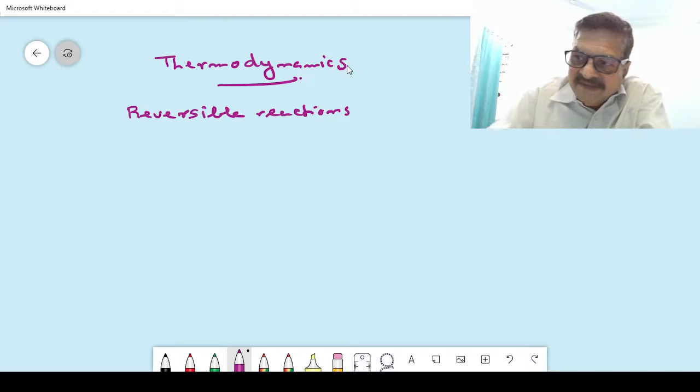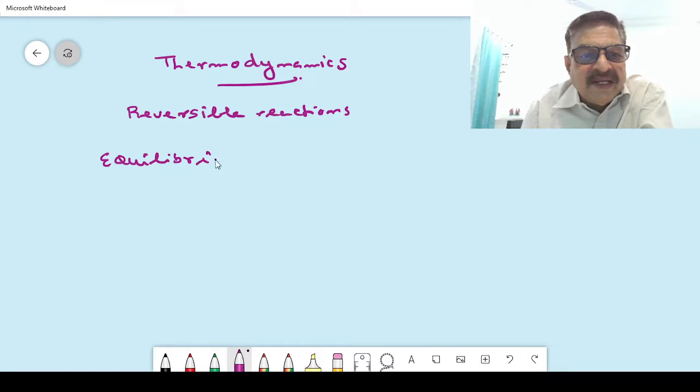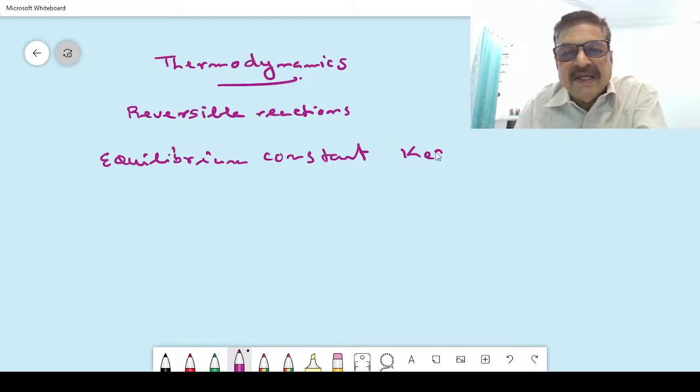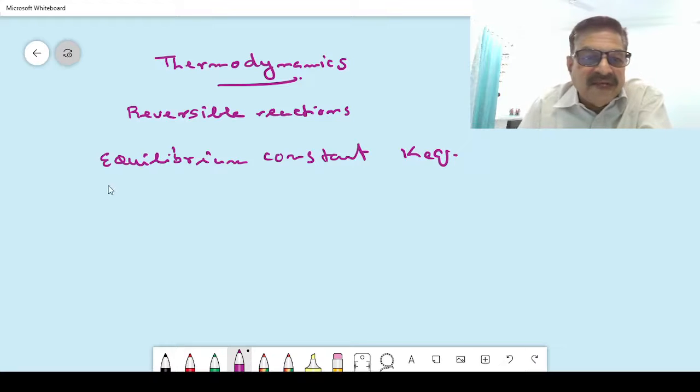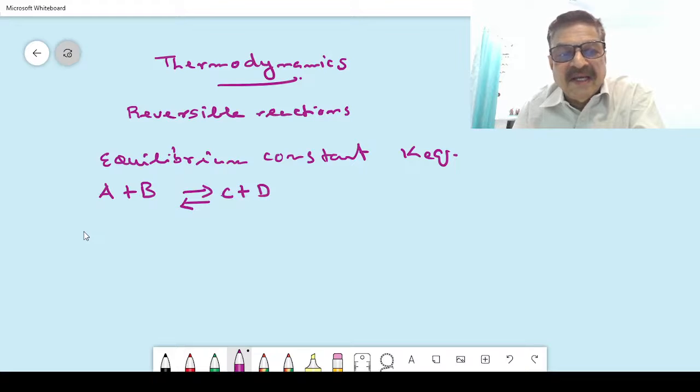So now let us examine the concept of an equilibrium constant. What is meant by equilibrium constant? How is it related to the energy? Briefly, the equilibrium constant Keq. Simply, say a starting material A plus B, in a reversible equilibrium reaction, gives the products C plus D. A and B are reactants, C and D are products.